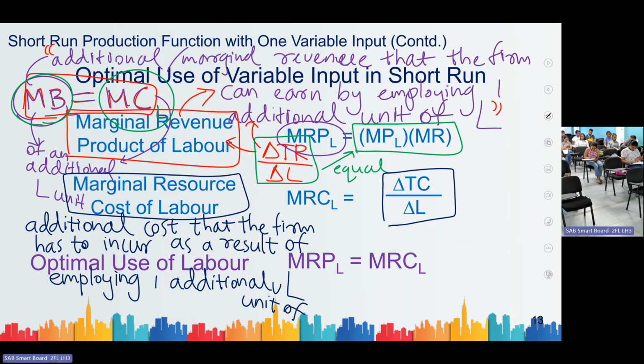Marginal resource cost is the additional cost that the firm has to incur as a result of employing one additional unit of labor. That is change in TC divided by change in L. This is equal to the wage rate.